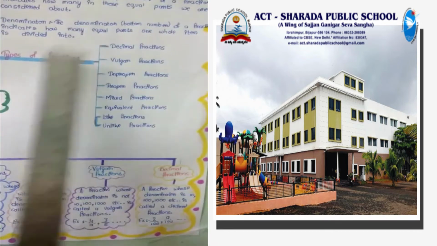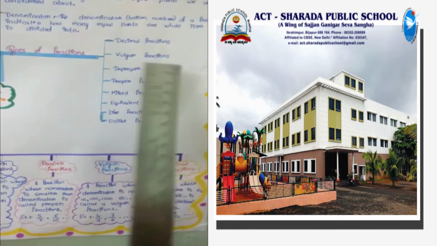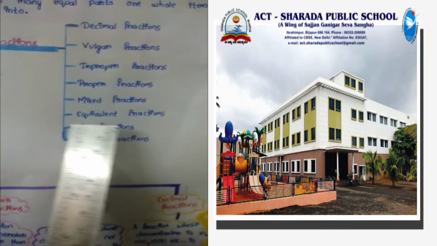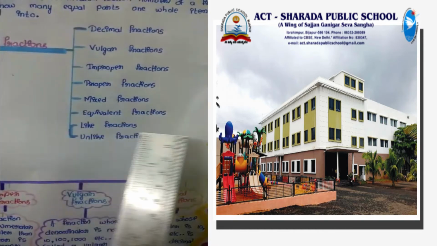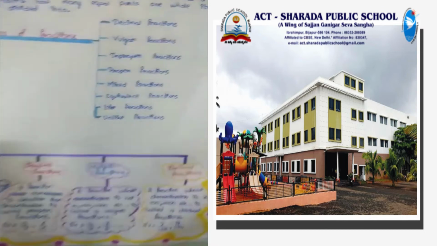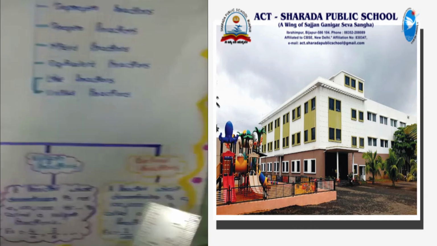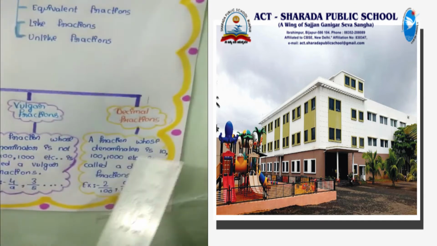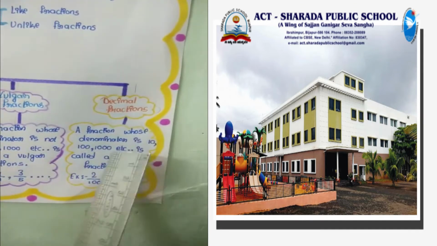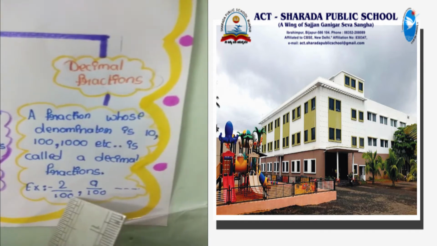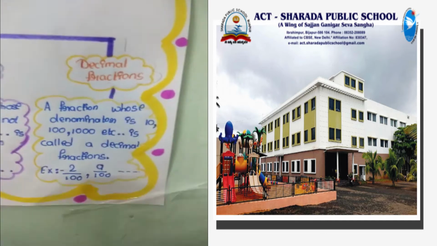Types of fractions: decimal fractions, vulgar fractions, improper fractions, proper fractions, mixed fractions, equivalent fractions, like fractions and unlike fractions. Decimal fractions. A fraction whose denominator is 10, 100, 1000, etc. is called a decimal fraction. For example, 2 by 100 and 9 by 100.